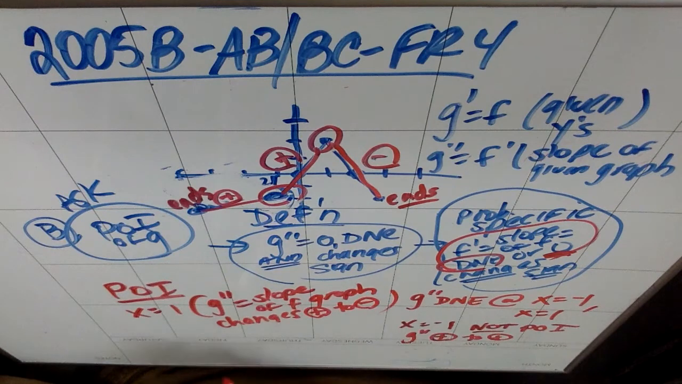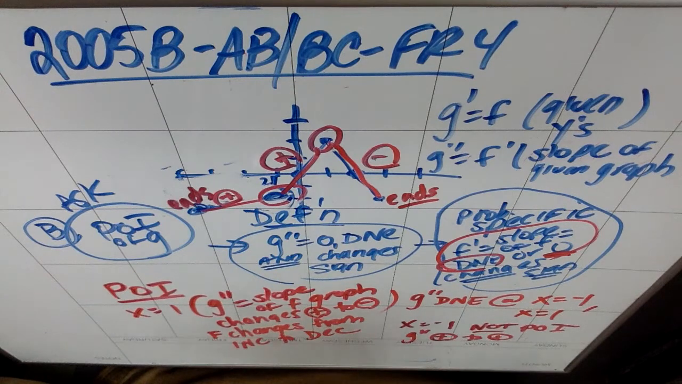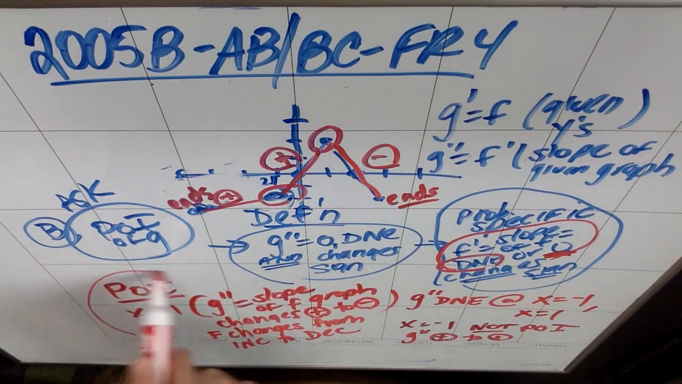Another way to say that is that f changes from increasing to decreasing, right? Either of those would be fine. Again, what you want to try and make clear is that the slope of the given graph changes from positive to negative, or the given graph changes from increasing to decreasing. So the only point of inflection is at x equals 1.